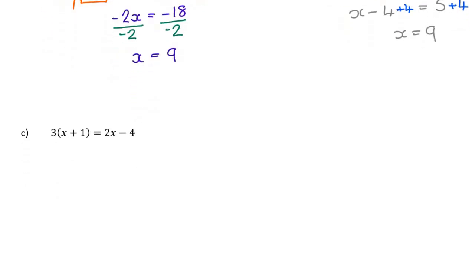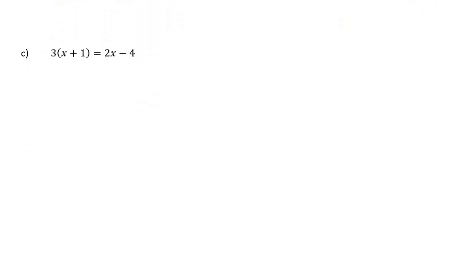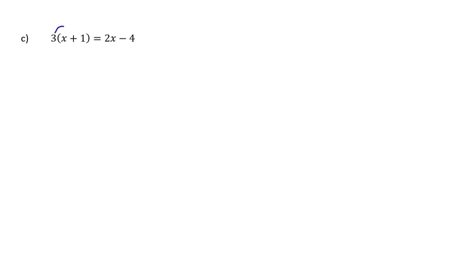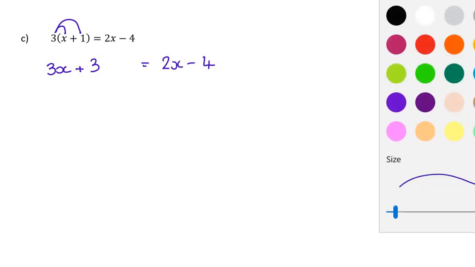If we have a look at example C, it is the first example where I couldn't divide by 3, because I suppose I could, but it just makes my life horrible because then I have fractions, and so personally I would prefer to do this distribution first. So 3 times x is 3x, 3 times 1 is 3. And now I'm back to the type of question that we did in our previous video. This is a Beyoncé type question, simply because I have x's on both sides.